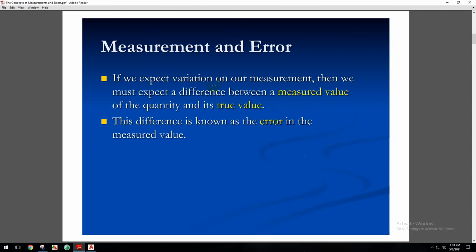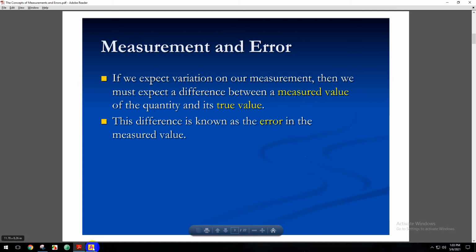And if we expect variation in our measurements, then we must expect a difference between a measured value of the quantity and its true value. So there is a difference, and that difference is what we call error.